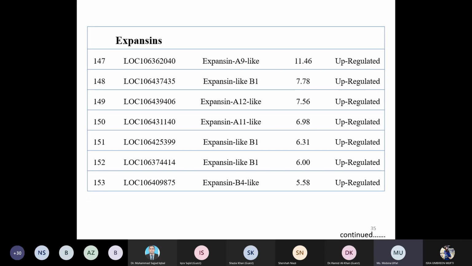These are different proteins known as expansins. They also regulate the water potential of the plants. They were upregulated under stress.